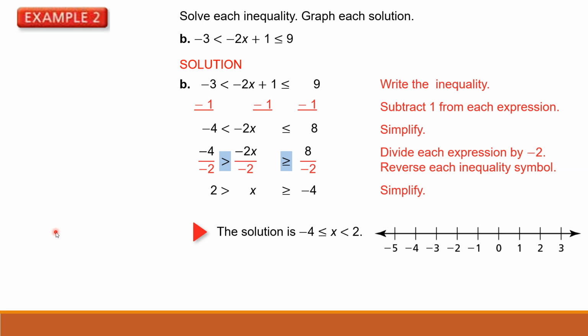And now we'll graph. We have two boundary points, one at -4, which is closed because of the equal sign. The other boundary point is 2, which is open. x is in between. This is "and." x meets the criteria of being greater than or equal to -4, and less than 2.